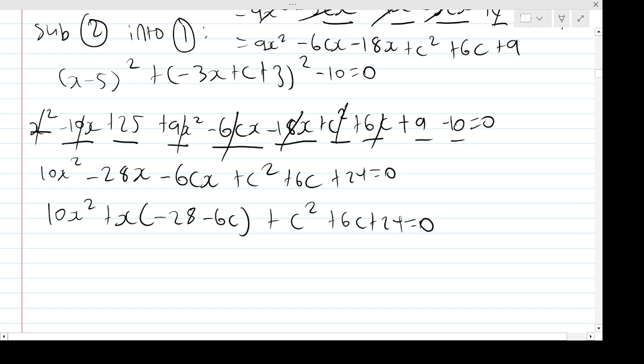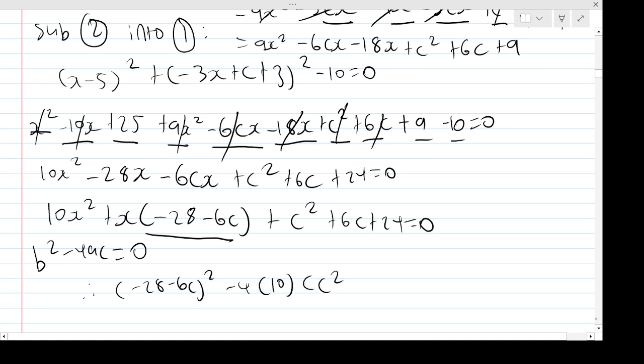Okay, cool. Well, now at that point I'm in a position to use a discriminant, and because again it's a tangent, one intersection means one real root, which means it equals 0. Okay, remember when we did discriminants earlier on. Therefore, b squared would be minus 28 minus 6c all squared, minus 4 times a of 10, times c squared plus 6c plus 24, equals 0.